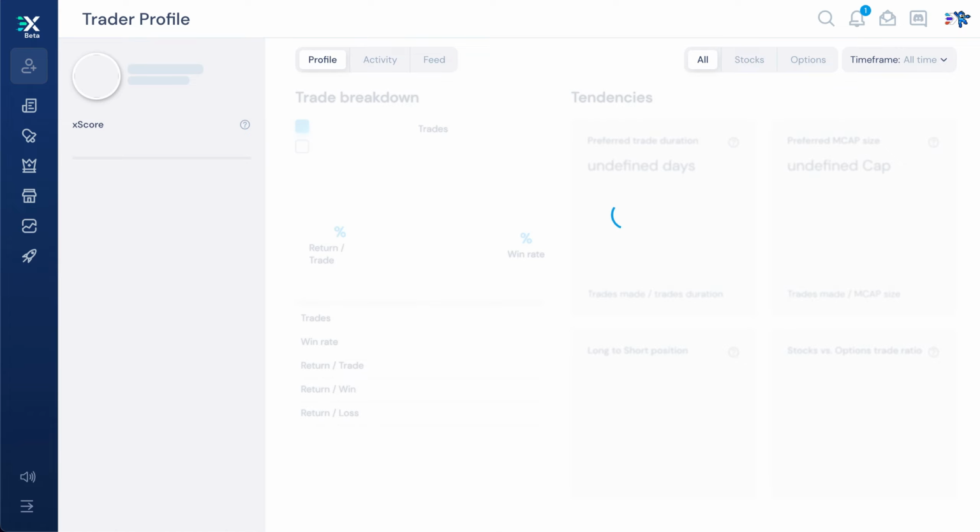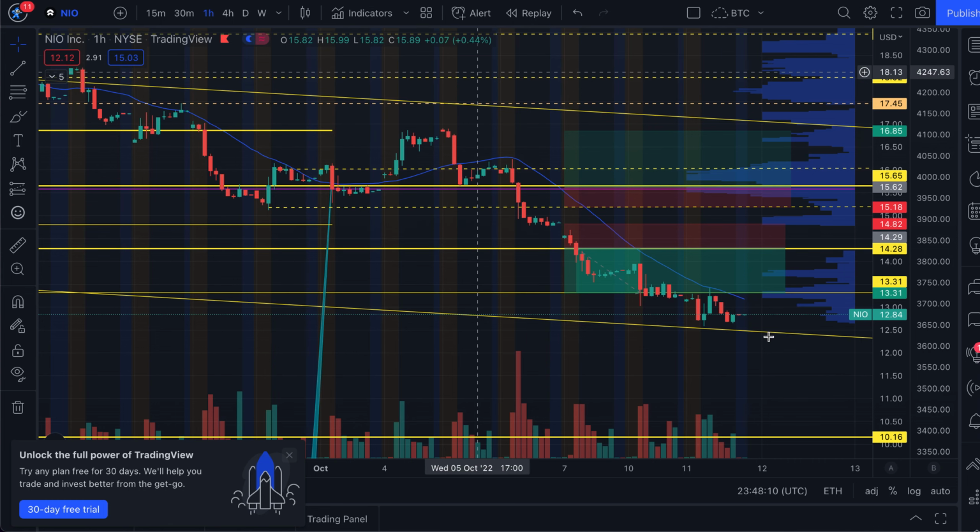Let me see if this thing finally loaded. Okay. Let me go ahead and try to load my profile from a different link.